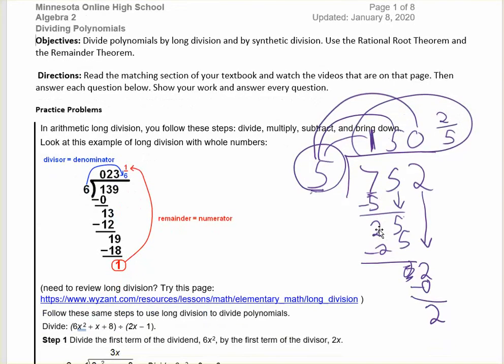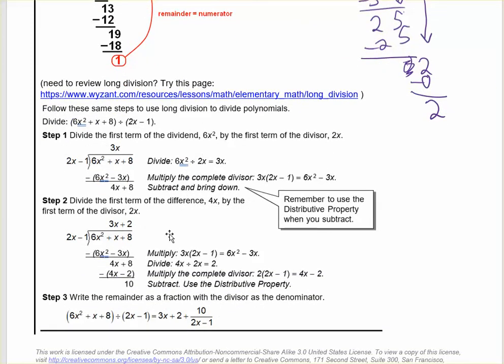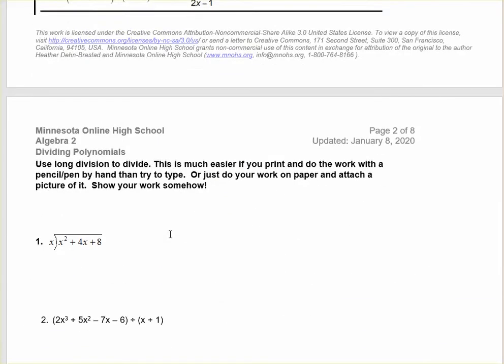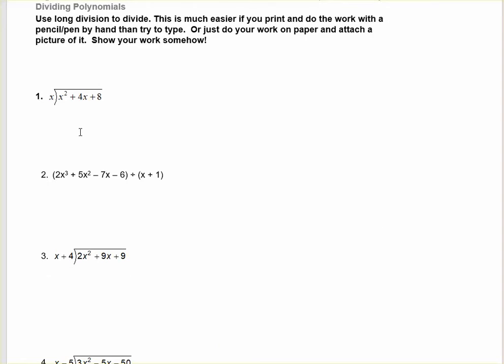All right, let's look at doing this with polynomials. There's an example here, so you can go back and look at that, but I'm going to jump right to one of the problems on your worksheet. Some of them are set up already for division, like number 1 and number 3, and in some of them you need to write this part in the front, and then this will be what you're dividing by. Let's do number 2.